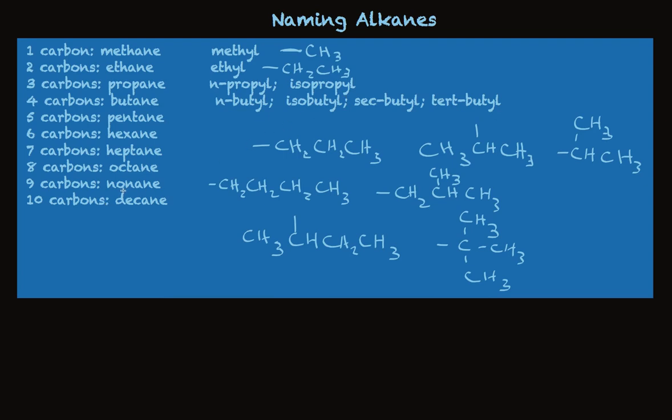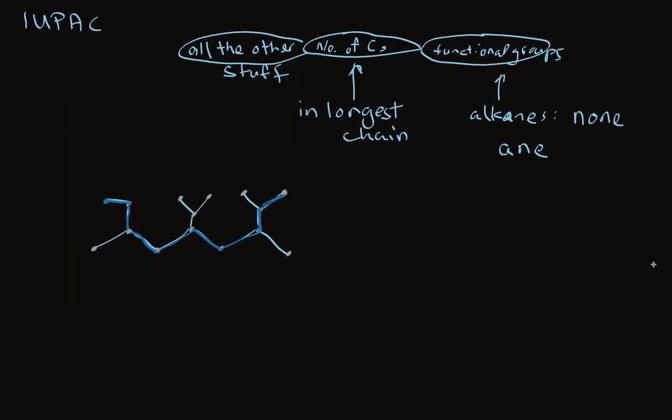Here it is, nonane. So we're going to put in the middle of this name, non. We're going to use the ANE ending because it's an alkane. No functional groups. 9 carbons. And then we have to say out here what the other things are that are stuck to it. Well, let's take a look. Let's find them.